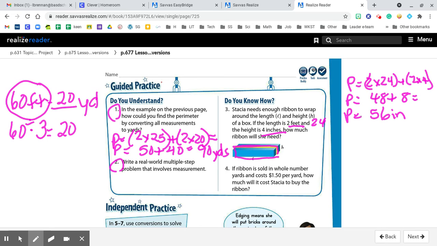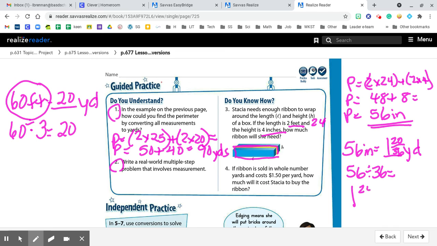And for number 4, if ribbon is sold in whole number yards and costs $1.50 per yard, how much will it cost? So it's $1.50 per yard, and we have 56 inches. So now we're going to have to go from inches into yards. A yard has 36 inches, so we're going to need 1 full yard, and we have 20 over 36 left over.